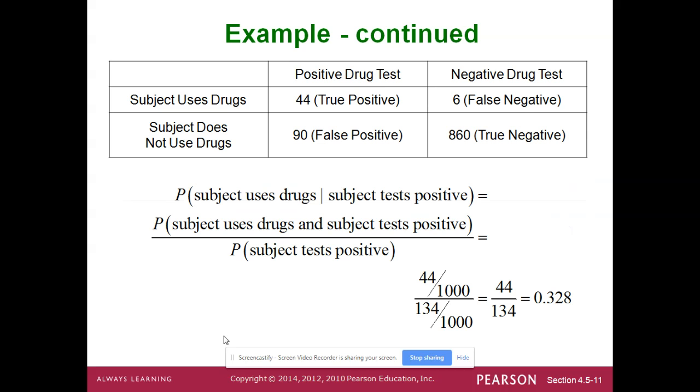All right, so we're going to find the probability that the subject uses drugs, given that the subject tests positive. So we take the probability that the subject uses drugs and tests positive. Look at our numbers here. That would be this group right here. Those are the ones we know are an "and." They use drugs and they tested positive. So that's 44 out of, if you total all these up, 1,000.